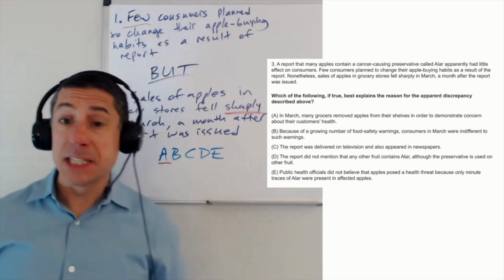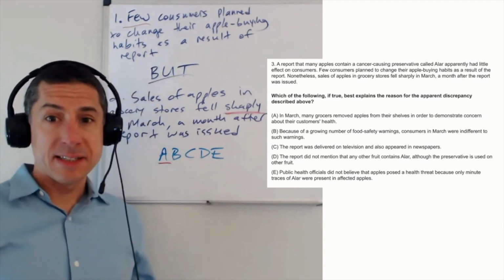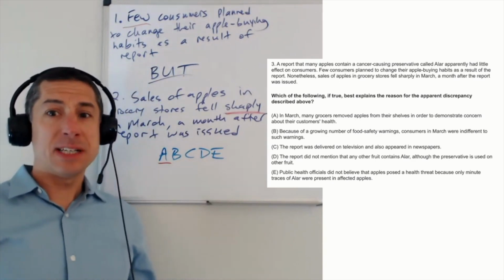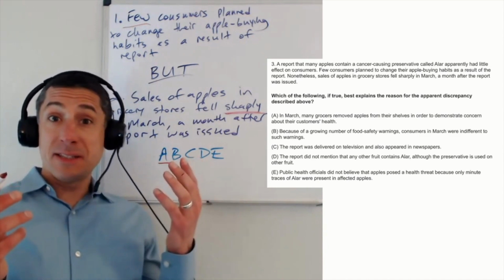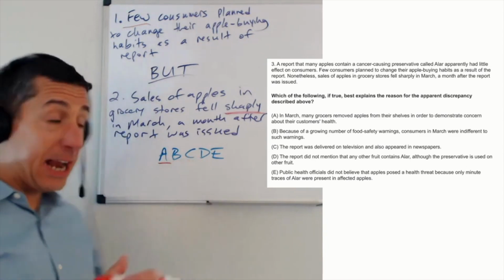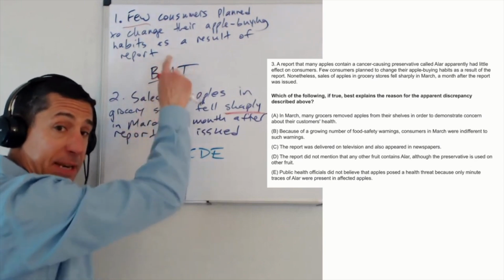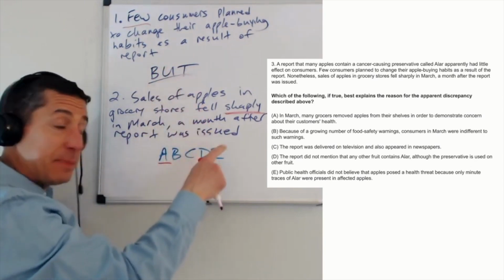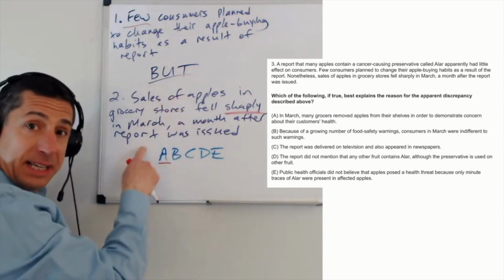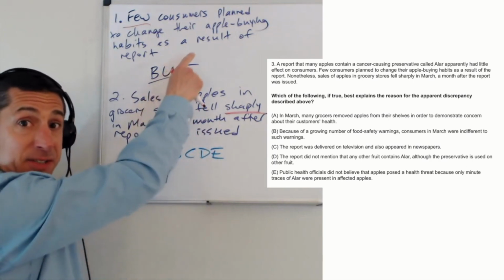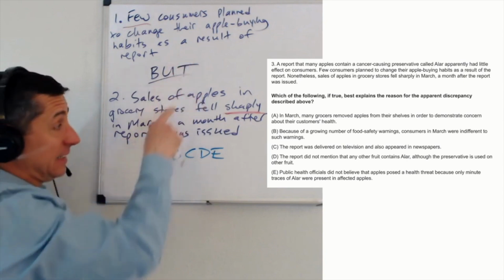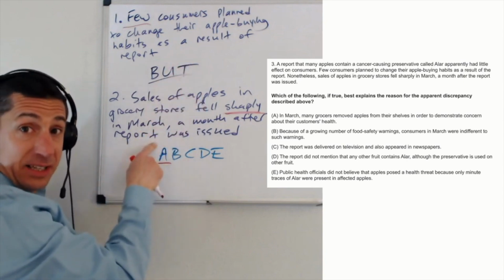What about B? Because of a growing number of food safety warnings, consumers in March were indifferent to such warnings, meaning there were so many of these warnings, consumers didn't care. Well, that would explain this, right? That would help explain why this is happening. Does it help explain the discrepancy? Well, not at all, because the discrepancy is, despite the fact consumers said they didn't care really, for some reason, sales fell apart.